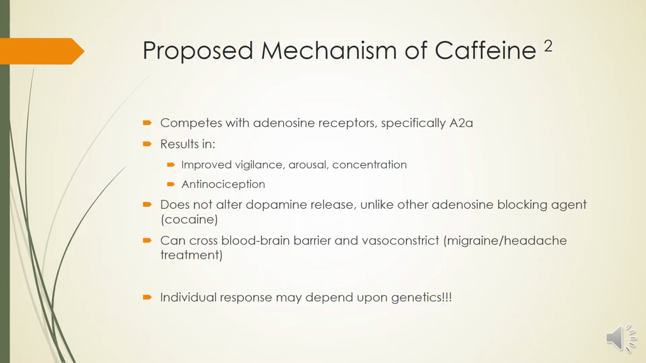So the proposed mechanism of caffeine is that it competes with certain receptors in the central nervous system, and it has two primary effects that may be relevant to patients dealing with pain and chronic pain. So improved vigilance, arousal, and concentration. If we think of patients that have chronic pain, we think of the neuromatrix, we could see why someone may choose to use coffee.